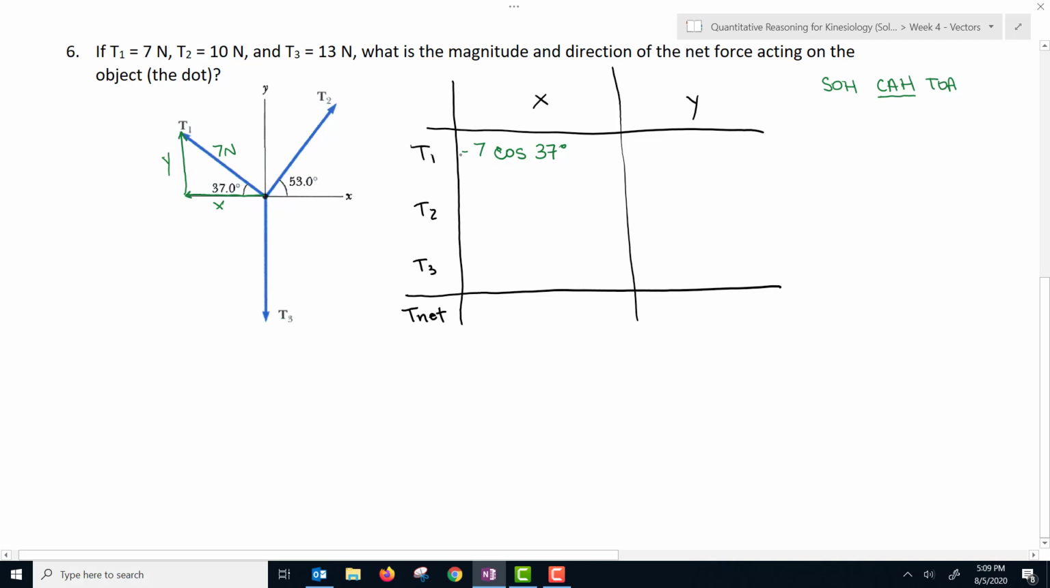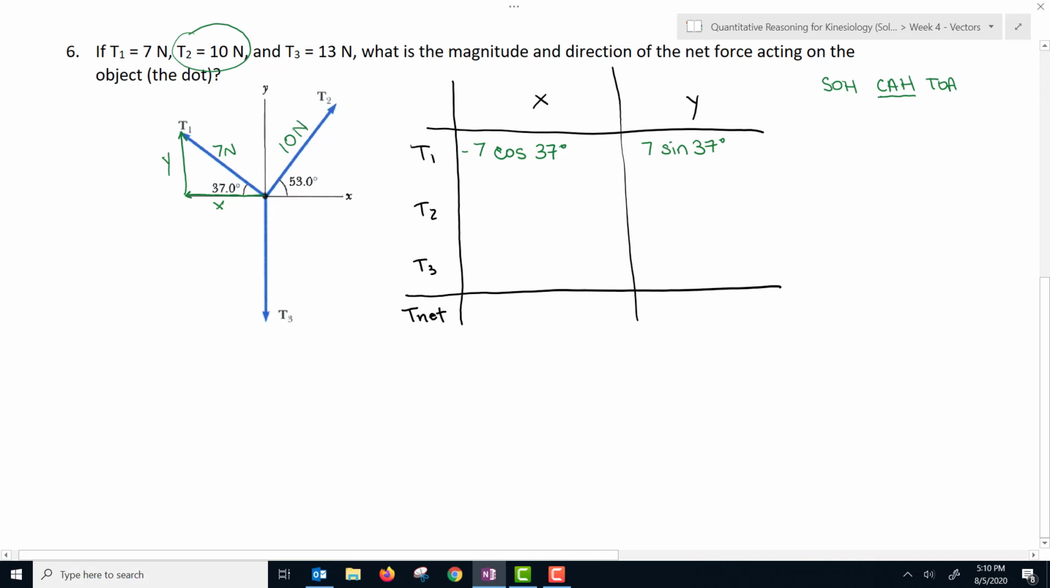Let's do the same thing to find the y component. The y component is opposite of the 37-degree angle, so it's going to look similar, but it's going to say sine instead of cos. So it's going to be hypotenuse, 7, sine of the angle. Now let's check, should it be positive or negative? The y component is pointing upwards, so it should be positive. Okay, so we'll do the same thing with T2. In the question, it tells us that T2 is 10 newtons, so the hypotenuse is 10.